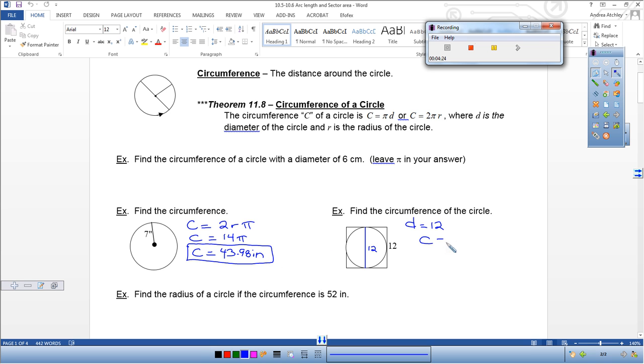So we would use the circumference equals the diameter times pi. The circumference equals 12 pi. So the circumference is going to equal 37.70. Any questions on that?